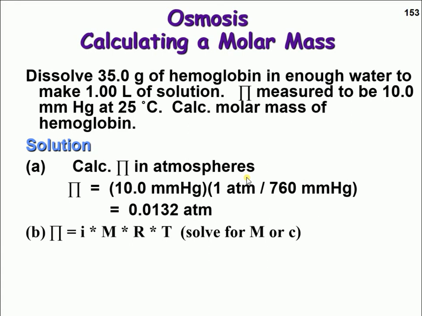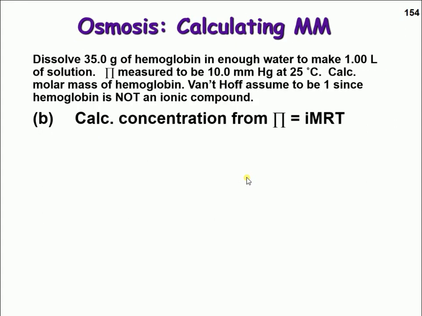The pressure, the pi symbol, is given. R is the gas constant, T is temperature, which is given. i is the van 't Hoff factor. But remember, we're going to try to solve for molarity. And we can do this, especially if we assume the van 't Hoff factor to be 1, which is a good assumption since hemoglobin is not an ionic compound.